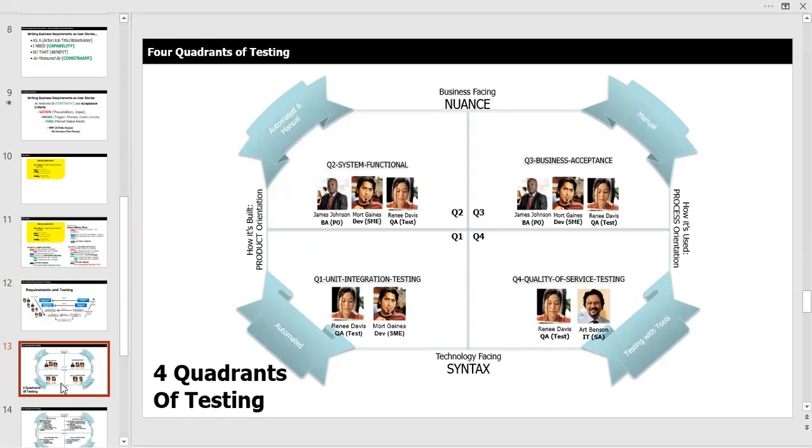At the top, you have what I call the business-facing tests, where you either have a person facing a machine, or just people communicating with each other. At the lower level, you have what I call technology facing. You'll see it says nuance and syntax. And really what we analysts are trying to do is convert nuance into syntax.